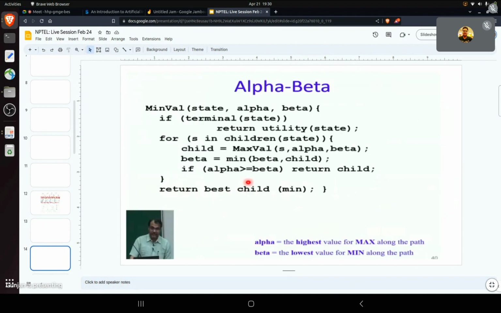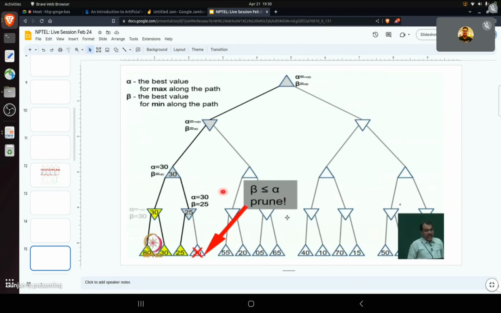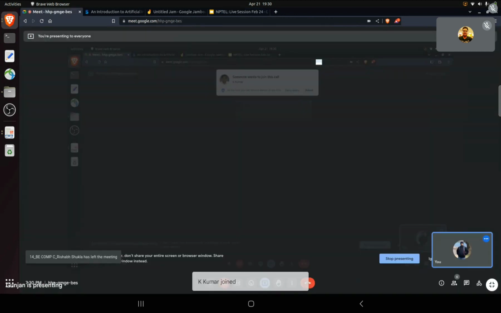So the return condition is whenever beta became less than or equal to alpha, we just prune it. Alpha is the best value for max along the path, and beta is the best value for min along the path. So these are some things that are there.